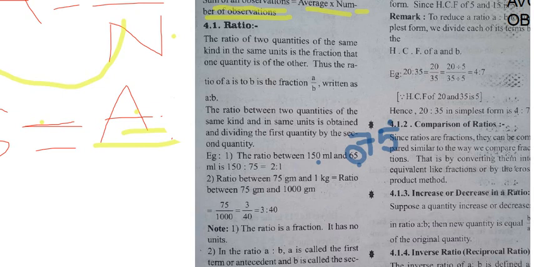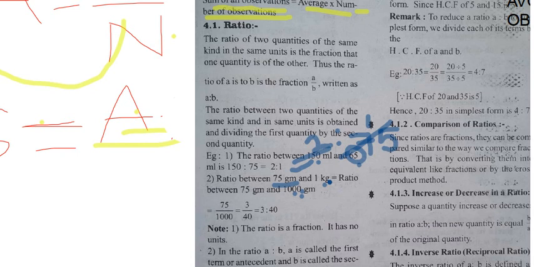Ratio between 75 grams and 1 kg. This is important. Ratio between 75 grams and 100 grams. Because here, 1 kg is equal to what? Not 100, 1000 grams. 1 kg is nothing but 1000 grams. So 75 by 1000. 25 threes are 75 and 25 fours are 100. Remaining 0, so this is 3 by 40.